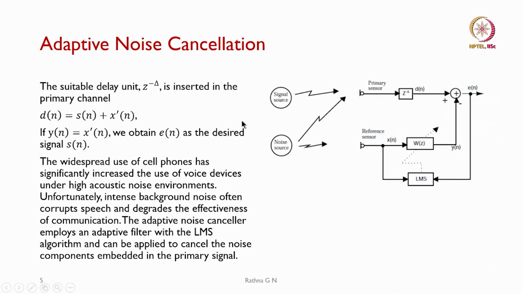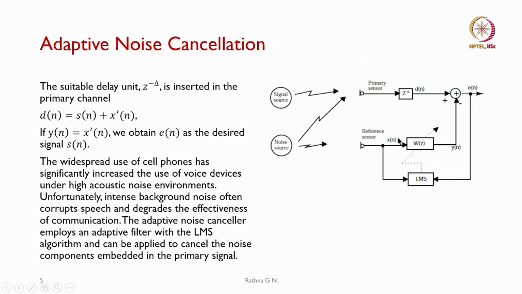Coming to the next application, adaptive noise cancellation. Why do we have to cancel? We will see the noise. Here we are going to give a suitable delay, a unit delay of z to the power minus delta, inserted in the primary channel. Here we have the signal source and this is our noise source, and this is our primary reference signal, and here is the reference sensor which is going to collect our noise source.